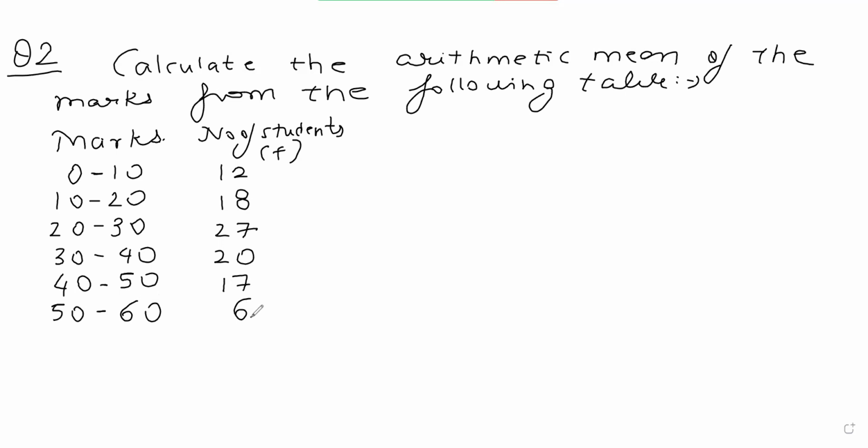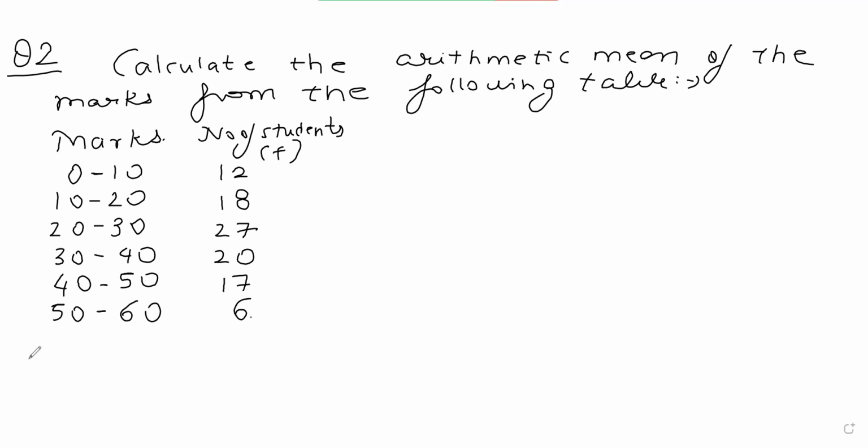Okay, so let's calculate the arithmetic mean. Now, first of all, one method to calculate it is you use the assumed mean method. Usually in high school, when we do statistics at high school level, we use the assumed mean method. That's the easiest method to solve a problem like this.